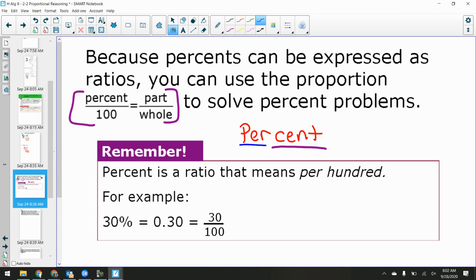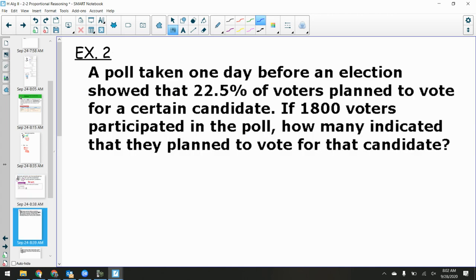There's kind of two ways to solve a percentage problem. Either you make an equation out of it, or you make a proportion out of it. I'll show the proportion method because that's the section that we're in. A poll taken one day before an election showed that 22.5% of voters plan to vote for a certain candidate. If 1,800 voters participated in the poll, how many indicated that they planned to vote for that candidate? What was the raw value of the people that said they were going to vote for that particular candidate?